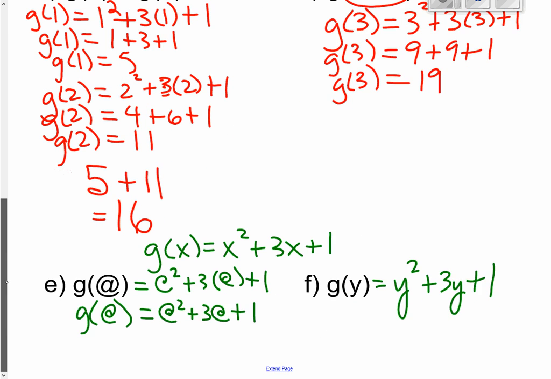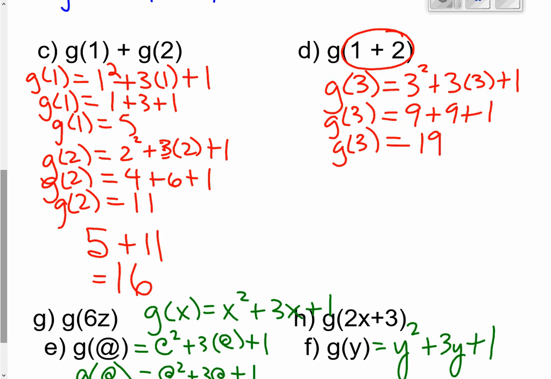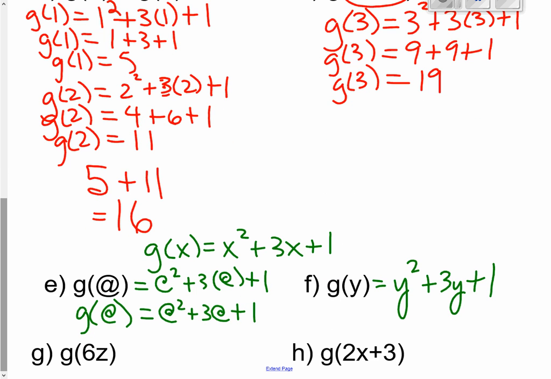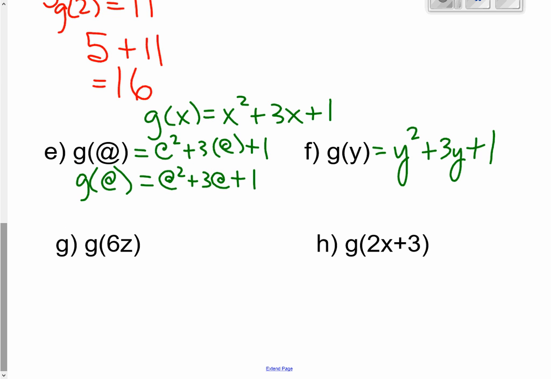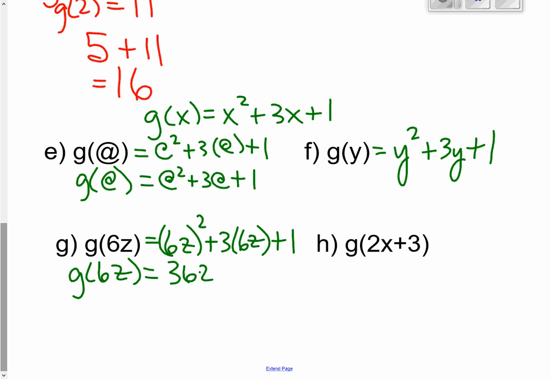Okay, last couple examples, just to go with that whole idea that you can put anything in. So let's say we had these. g of 6z means that wherever there's an x, I'm going to put a 6z. So I'm going to put 6z squared plus 3 times 6z plus 1. So g of 6z equals 36z squared plus 18z plus 1. And we're done. I just squared. Make sure when you square something, you square both the coefficient and the variable.